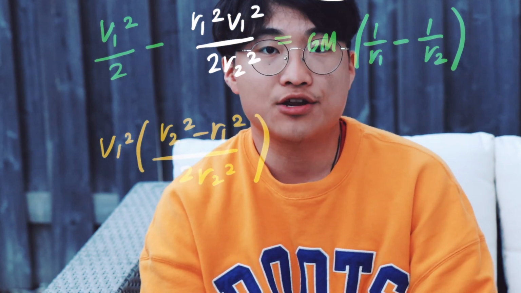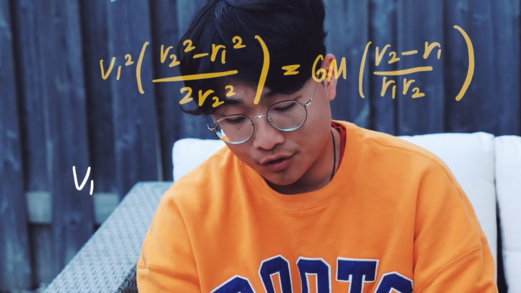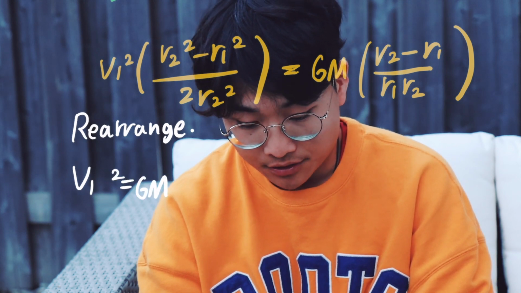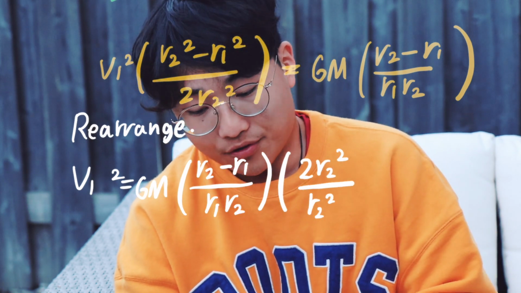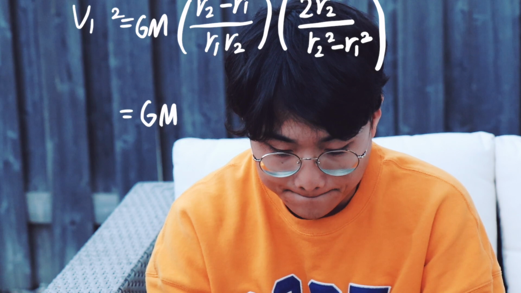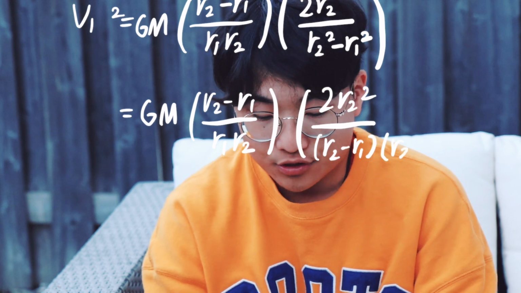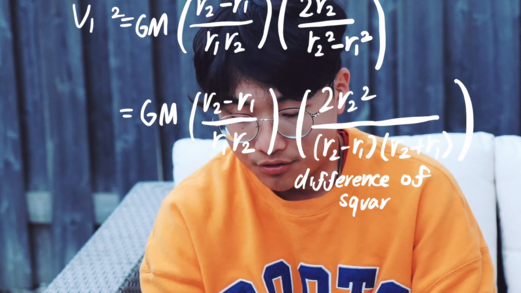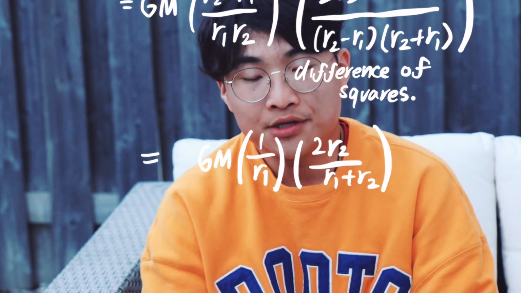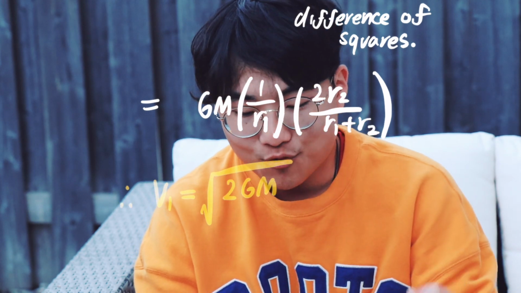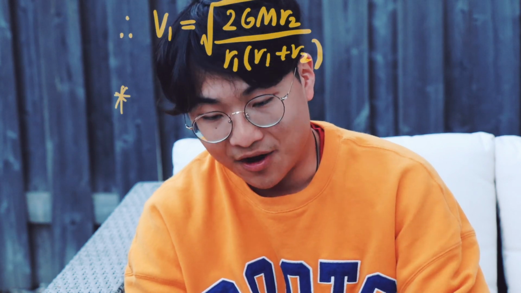And this, if we rearrange, we get V1 squared equals GM bracket R2 minus R1 over R1 R2 times 2R2 squared minus R2 squared over R2 squared minus R1 squared. And if you use the difference of squares, we can get GM 1/r1 times 2R2 over R1 plus R2. And from this, we get this legendary equation: V1 equals the square root of 2GM R2 over R1 bracket R1 plus R2.